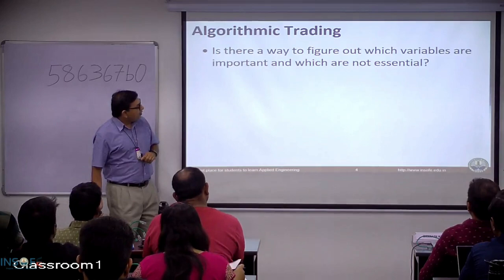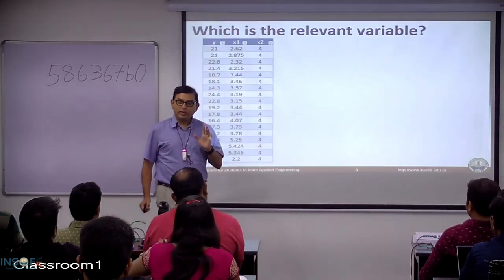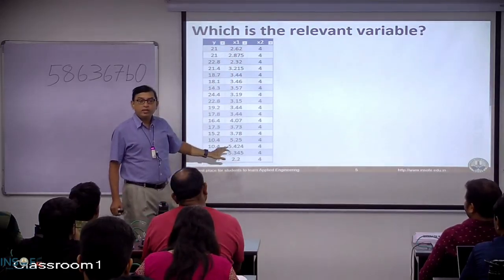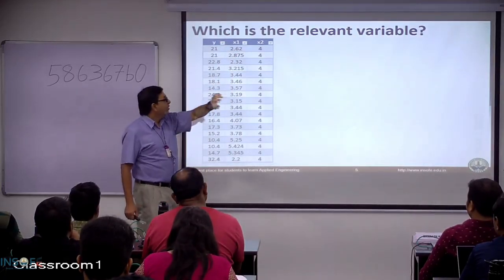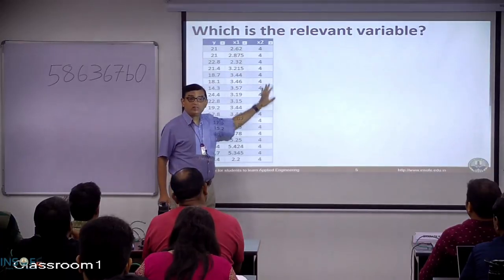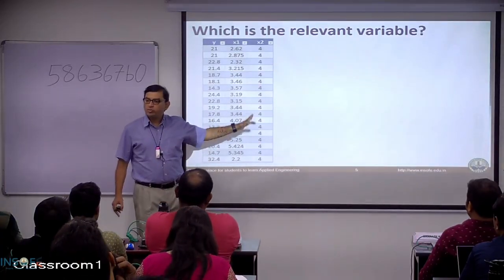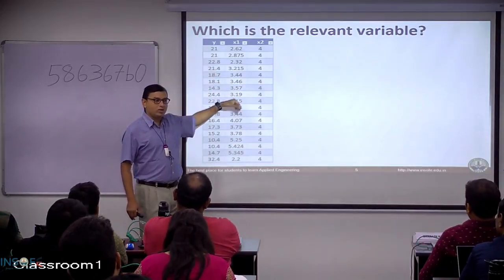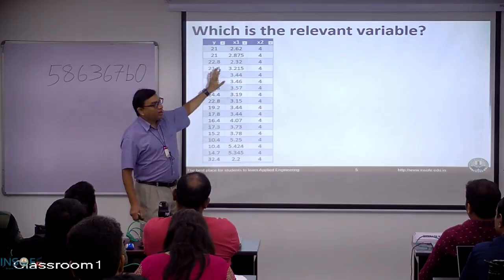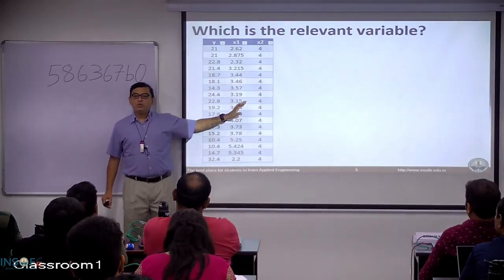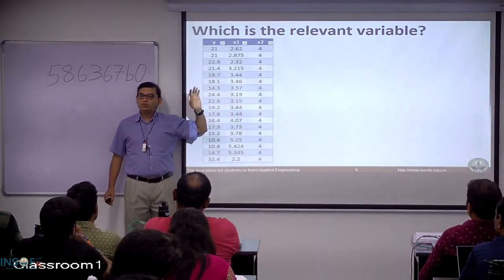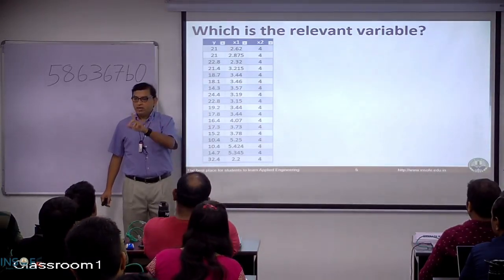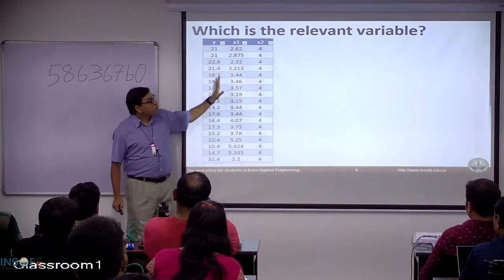So let's start with a simple example. Here is the y value that I'm trying to predict. And I have two features, x1 and x2. I'm not even going to tell you what this problem is. Doesn't matter. It doesn't matter what y is, what x1 and x2 are. The question I'm going to ask you is, can you tell me what is a relevant variable and what is not a relevant variable just looking at this? x1 is relevant, x2 is not relevant. Why?